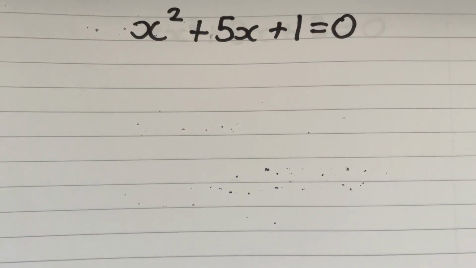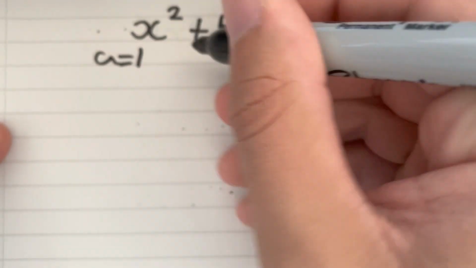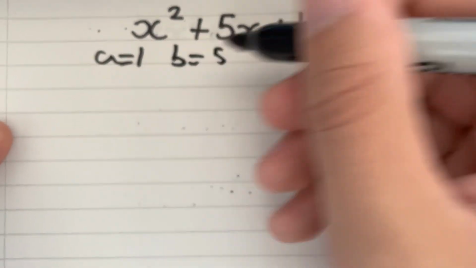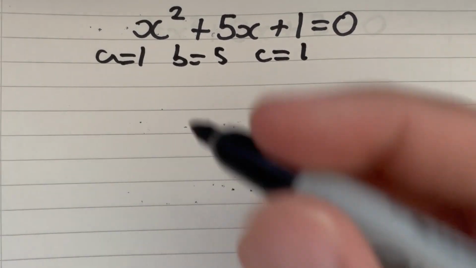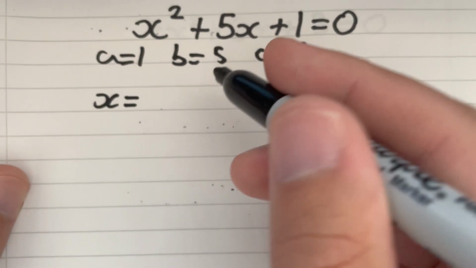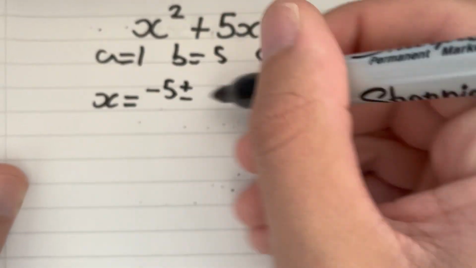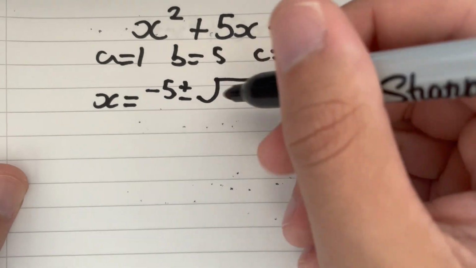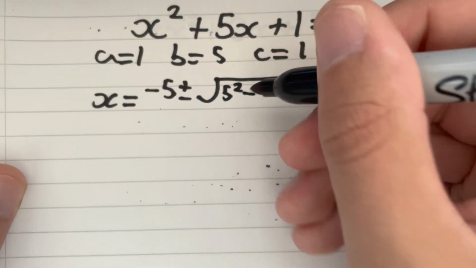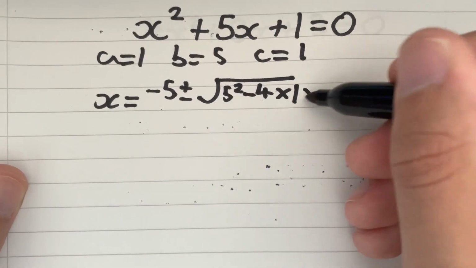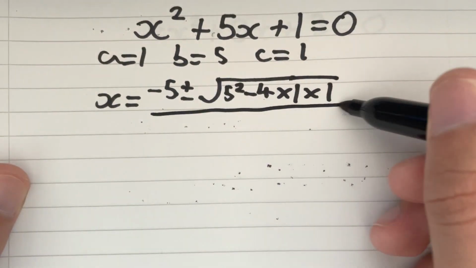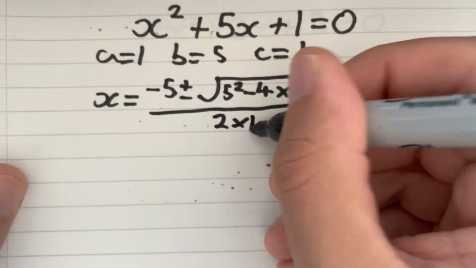So in this next example, we have x squared plus 5x plus 1 equals 0. And again, we want to find our a, our b, and our c. So a will be 1, b will be 5, and c will be 1. So we need to put these into our formula. So x equals minus b, so minus 5, plus or minus the square root of b squared, so 5 squared, minus 4 times a times c. And that's all going to be over 2a, 2 times 1.